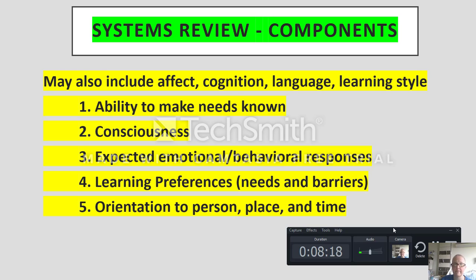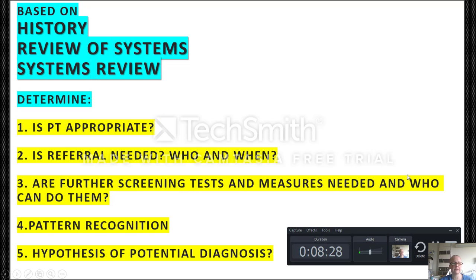Now it won't move. I can go to slideshow. Oh, there we go. Okay.